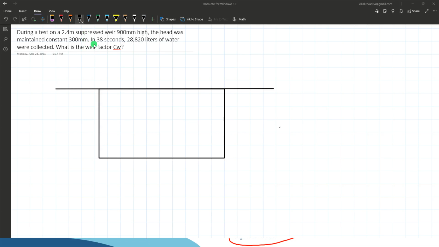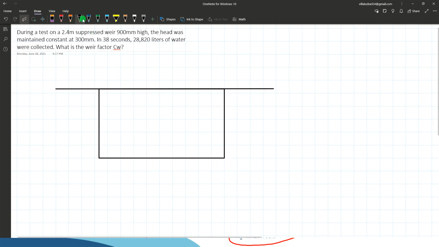Problem number 1. During a test on a 2.4 meter suppressed weir 900 mm high, the head was maintained constant at 300 mm. In 38 seconds, 28,820 liters of water were collected. What is the weir factor Cw? So we have a 2.4 meter suppressed weir. So 2.4 meter here is your length.